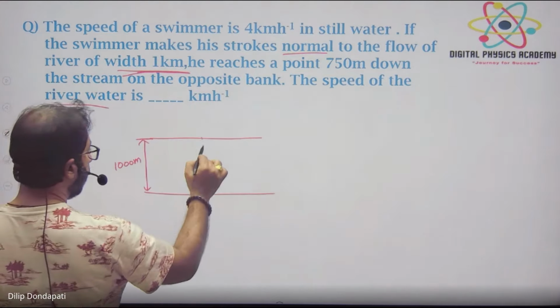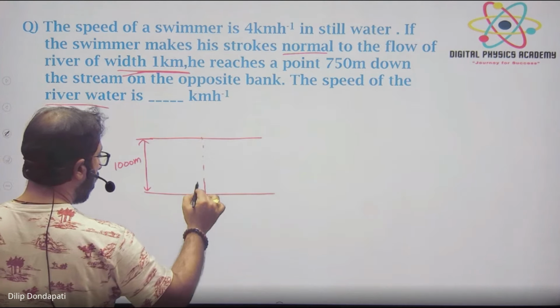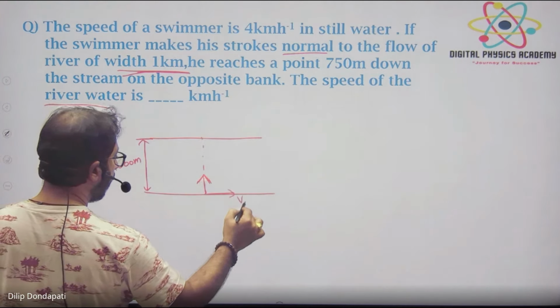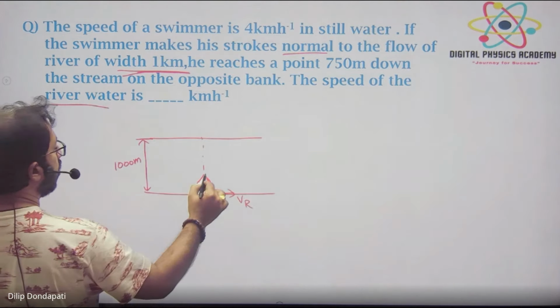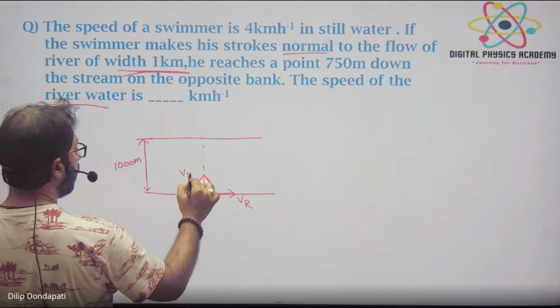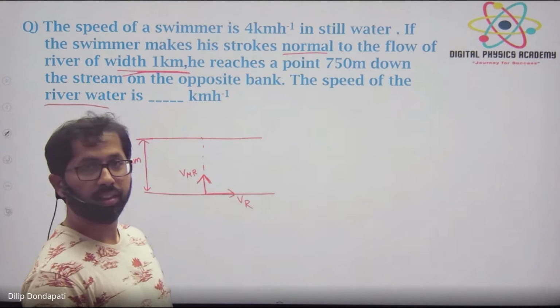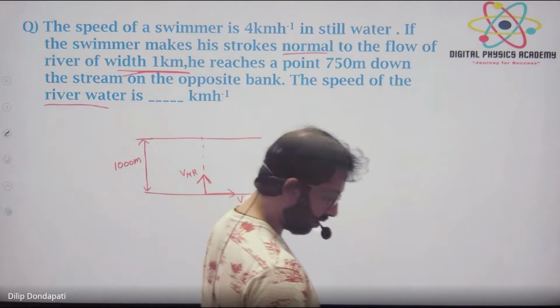He started swimming normally, perpendicular to the river flow. This is the river flow VR. So velocity of man with respect to river is perpendicular. Are there any other cases, options? This is the shortest time. Shortest time, not options. Numerical based questions, करो.